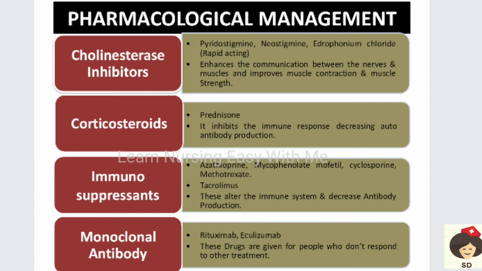So they give azathioprine, mycophenolate mofetil, cyclosporine, methotrexate and tacrolimus. These all will alter the immune system and decrease the antibody production. And monoclonal antibodies, that is rituximab and eculizumab, are drugs which are recently used, and these drugs show that the patient is responding in myasthenia gravis.